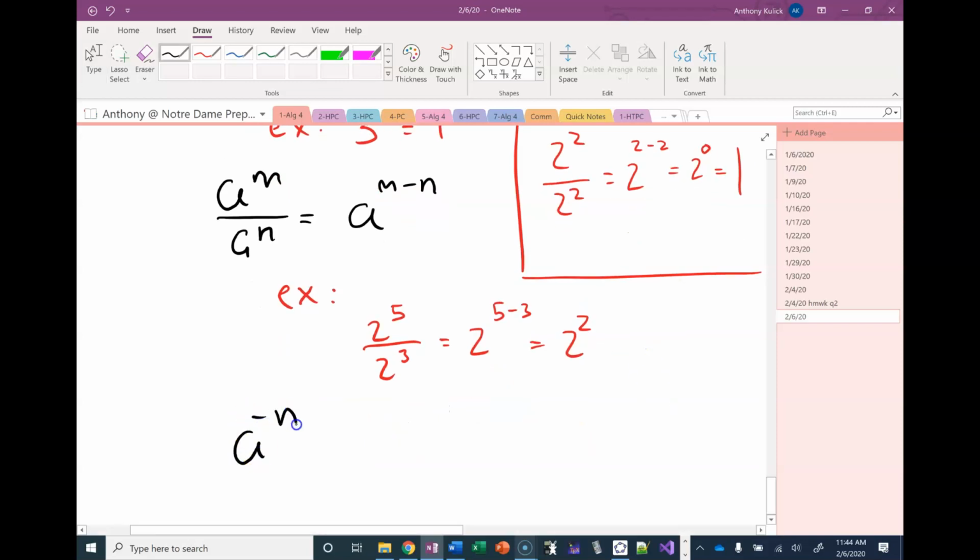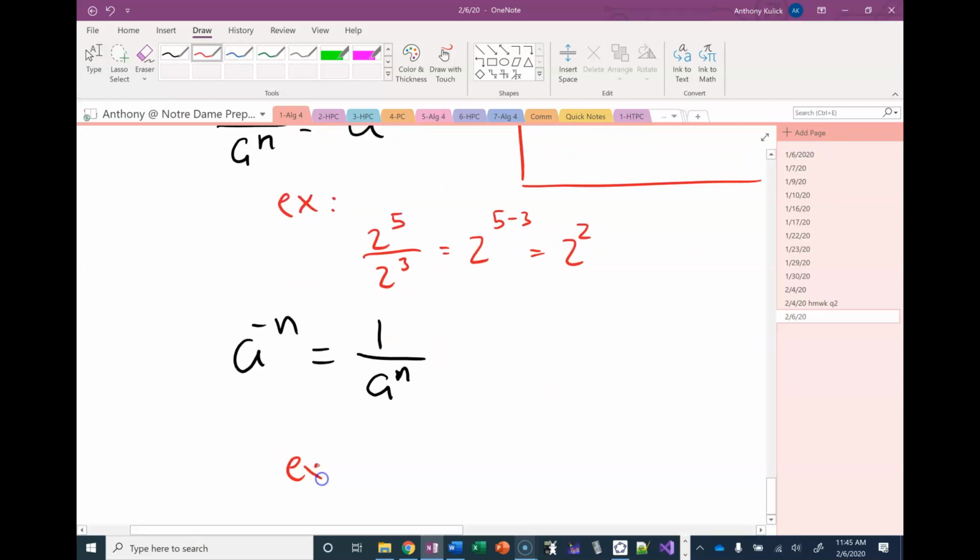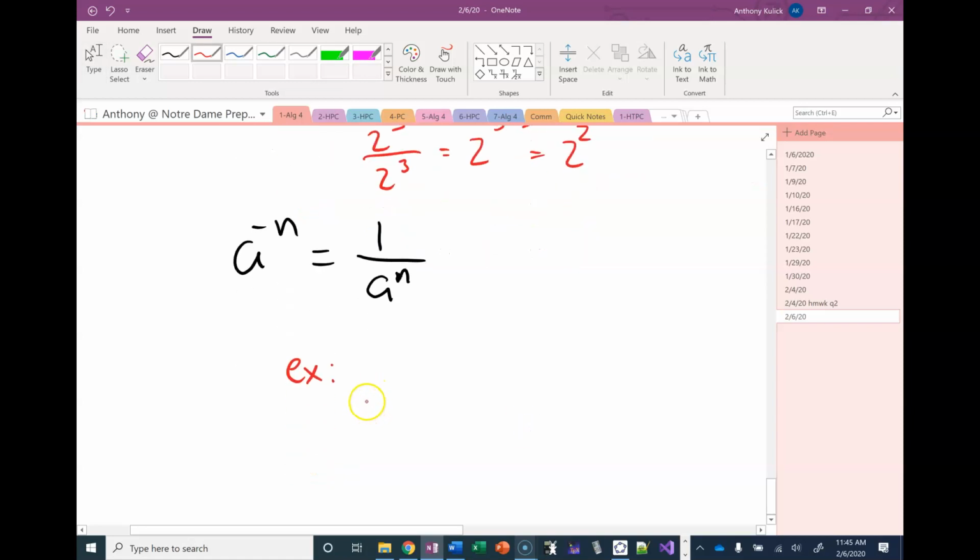How about a to the negative n? That's the same thing as 1 over a to the n. So for example, if I have 5 to the negative 3, that's just the same as 1 over 5 to the 3rd. Does this property make sense? Can you see why this works?